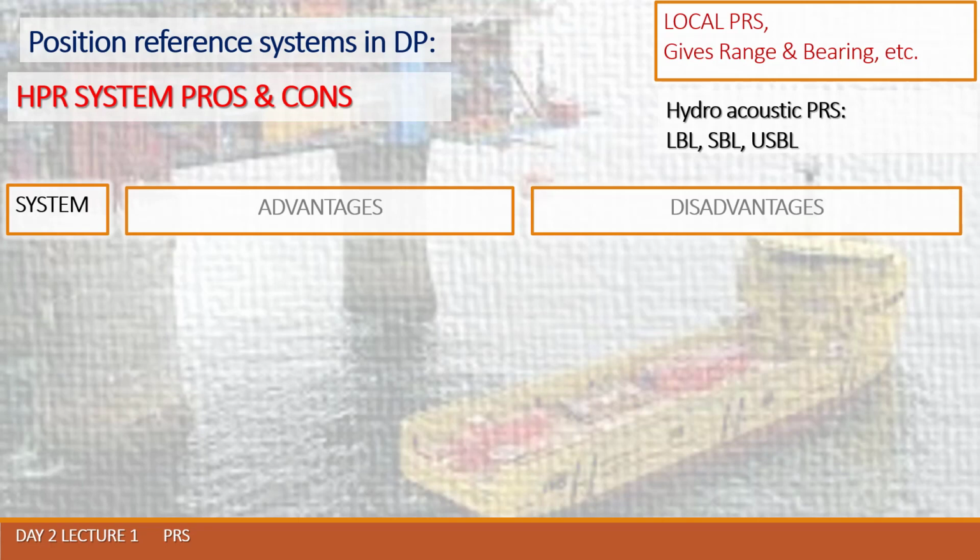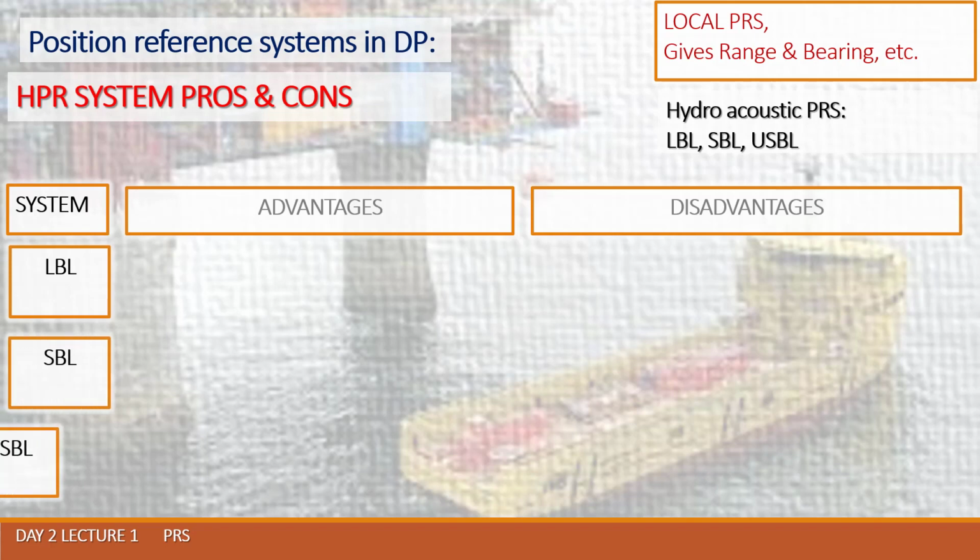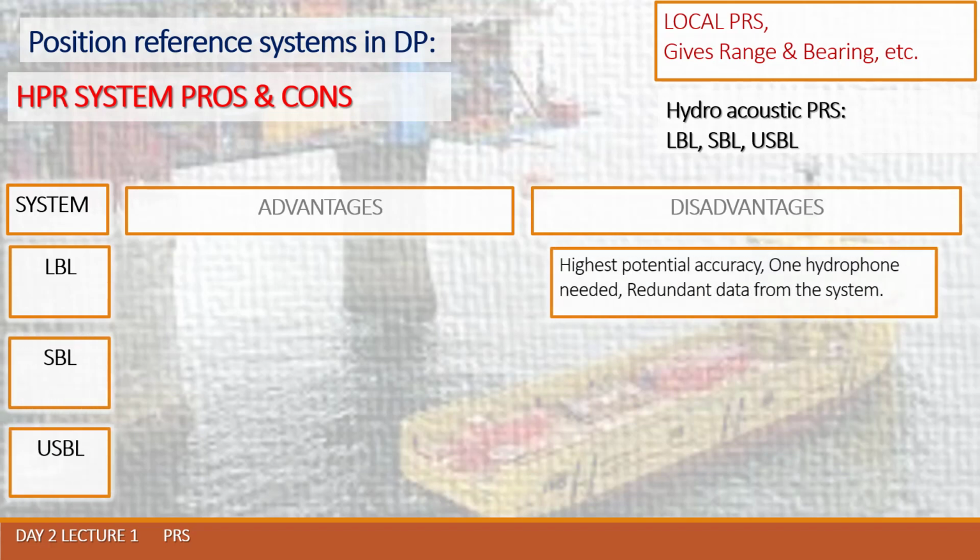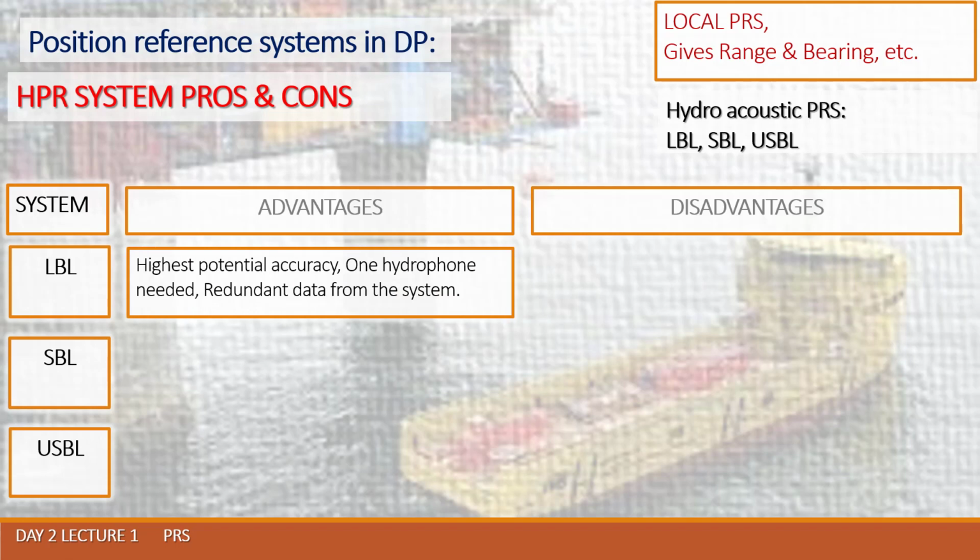Long baseline system has the following advantages: highest potential accuracy, only one hydrophone needed, redundant data from the system, and normally the system uses from 3 to 12 beacons at the same time. For normal operation, at least 4 is enough. The system may operate with 3 beacons, but it is recommended to have at least 4. But if you have more than 4, it means you are more redundant.